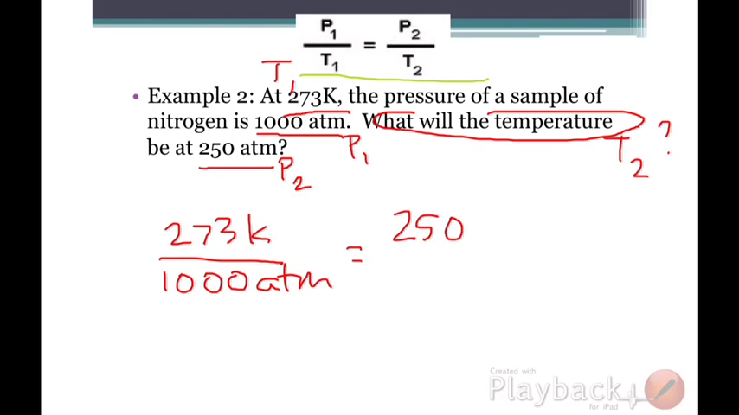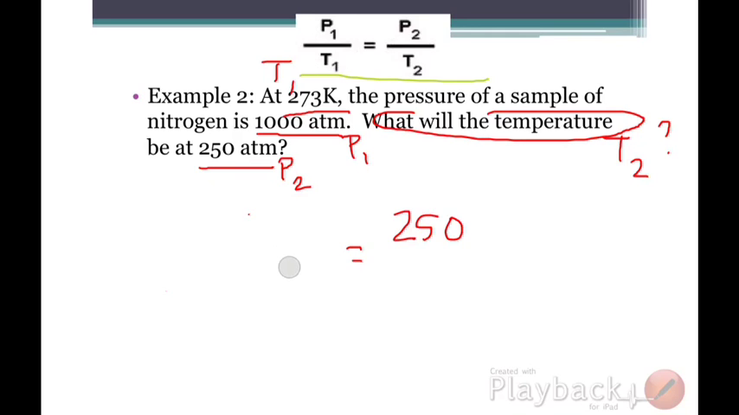250. Oh my goodness, I just made a mistake. This is why you can't just follow the sentence when you're setting up your variables. If you notice, I put temperature on the top in my fraction where pressure should be on the top. So we're going to go ahead, erase these, and switch them around. Okay, so really important to check what you're doing as you go.